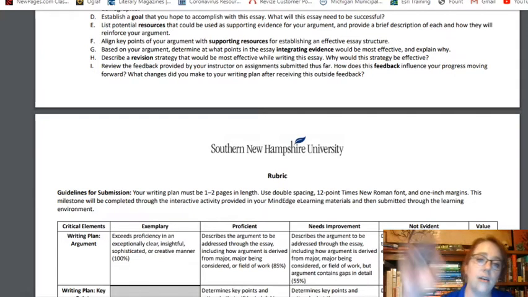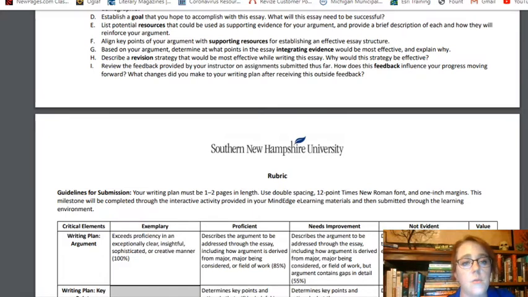Okay, so what sources are you going to use where? Talk about where you are going to integrate your evidence, at what point, and why you think it's going to be effective there. This connects with your audience.